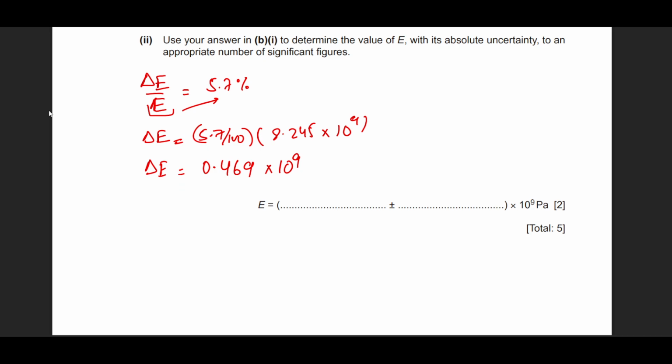How to write this down? So E goes to 2 significant figures, so this will be 8.2. And you can notice that the 10 raised to power 9 is already mentioned, so I will not mention this over here. It will be wrong to write down 10 raised to power 9 again. This is wrong. Now, how to mention the error? We know that errors are up to 1 significant figure, so this will be rounded off to 0.5, plus minus 0.5. But power 10 is already mentioned, so no need to write this down.